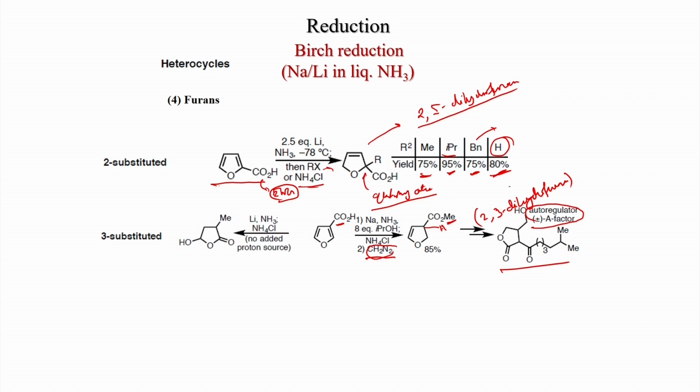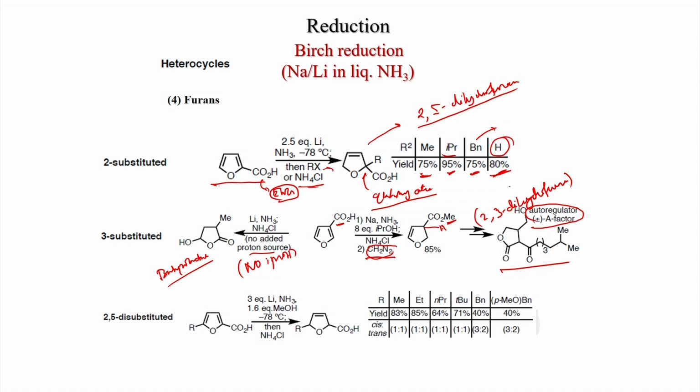Alternatively, if you treat this compound with lithium, ammonia, ammonium chloride, with no added proton source, so no isopropanol, then what will happen? A butyrolactone derivative is formed. Here the furan motif is completely reduced to give a saturated compound, which is called butyrolactone.